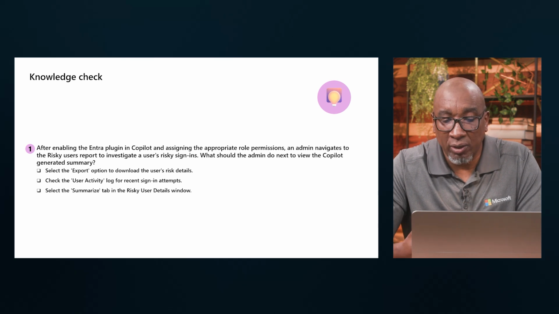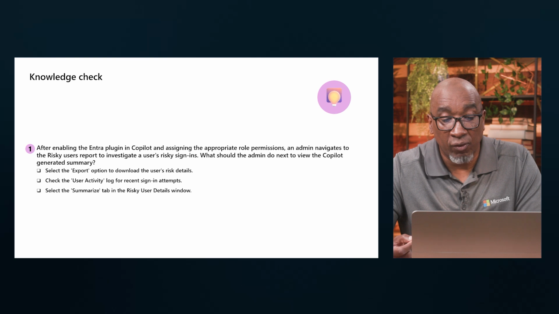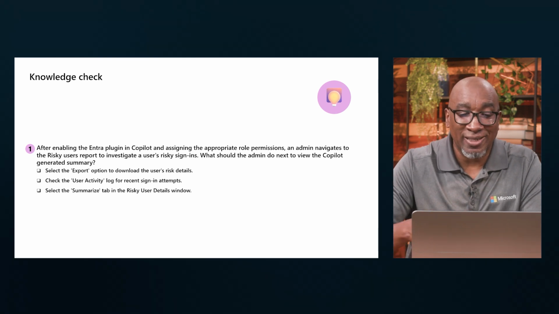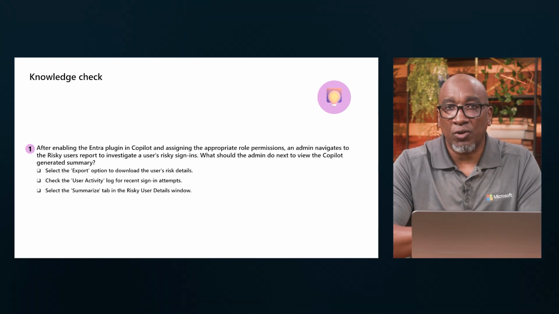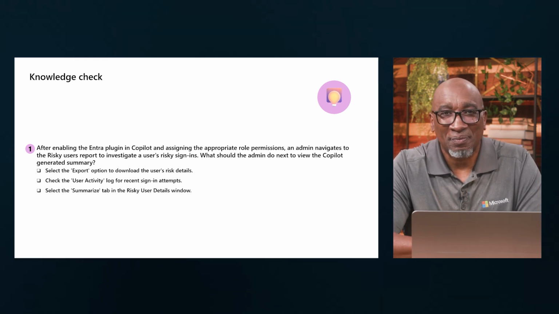Select the export option to download the user risk details. Check the user activity log for recent sign-in attempts. Select the Summarize tab in the risky user details window. I'll pause a moment while you think about your answer.